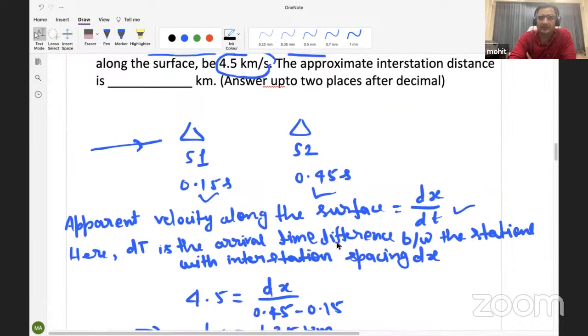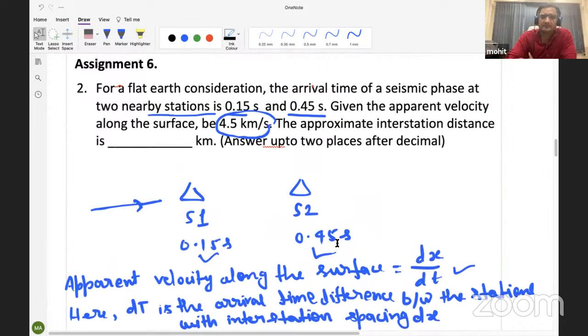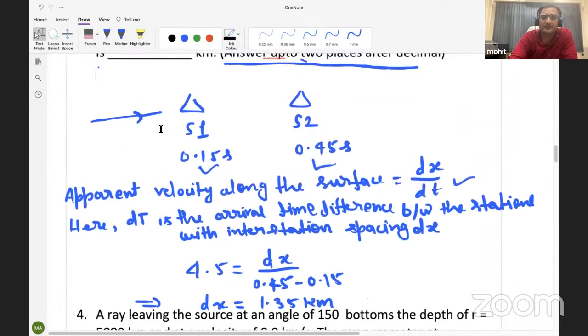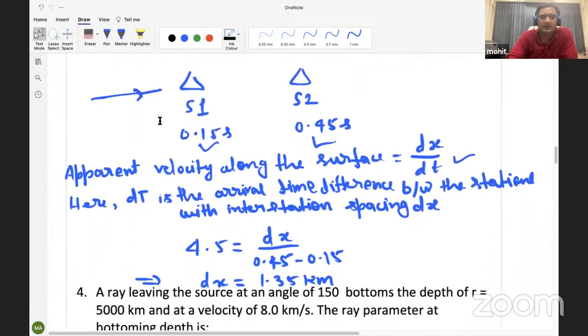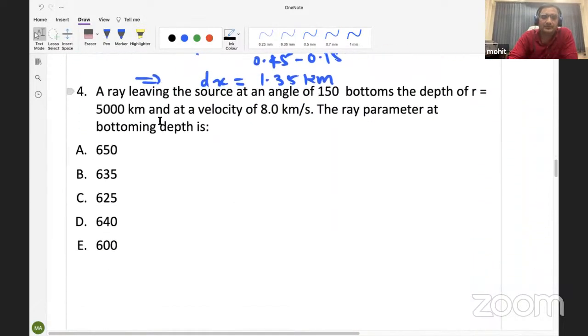So what you will see here, they are asking for the answer up to 2 decimal places. Look at here. So this is answer up to 2 places after decimal, and we are required to fill this blank. So our answer that came out to be 1.35 kilometer. So this is your 1.35 kilometer. Okay. Now let's move on to the next question of the assignment number 6.